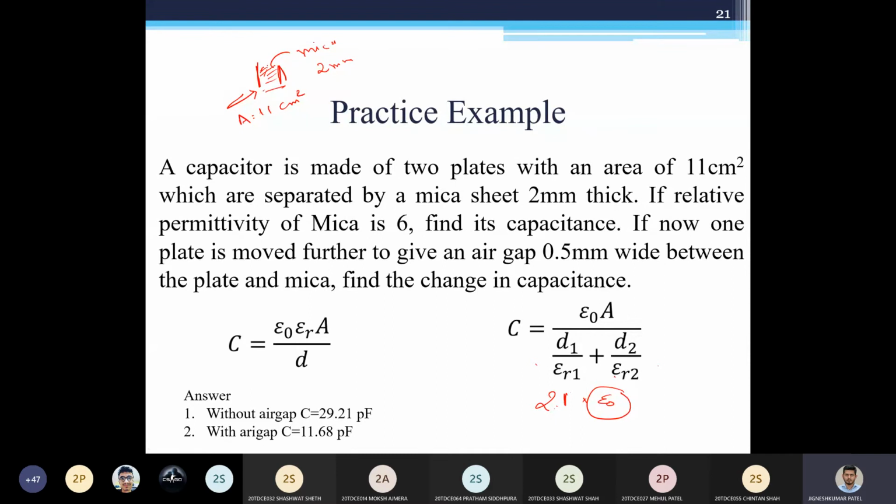But you have to keep in mind the meter and centimeter units. Otherwise, rather than getting this, you will get 29.21. No issue in that, but you won't get the pico. Pico is 10 to minus 12, so instead of 10 to minus 12, you might get 20 to minus 11 or 20 to minus 5, something like that. So you have to keep this in mind. Area must be in meter square and distance must be in meter. Now, how to convert centimeter to meter?